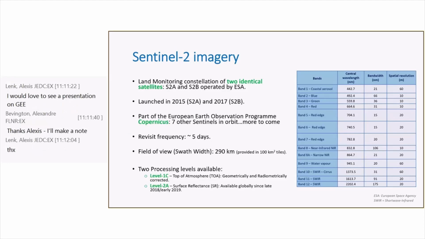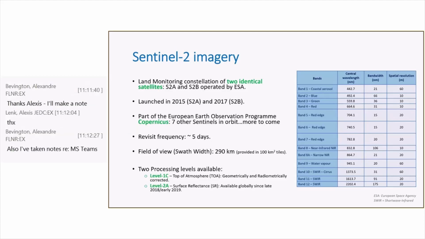So combined, these two Sentinel-2 satellites provide an image of the same location every 5 days. For comparison, Landsat revisit frequency is 16 days. So this is a great advantage if you need more frequent acquisitions for your project.